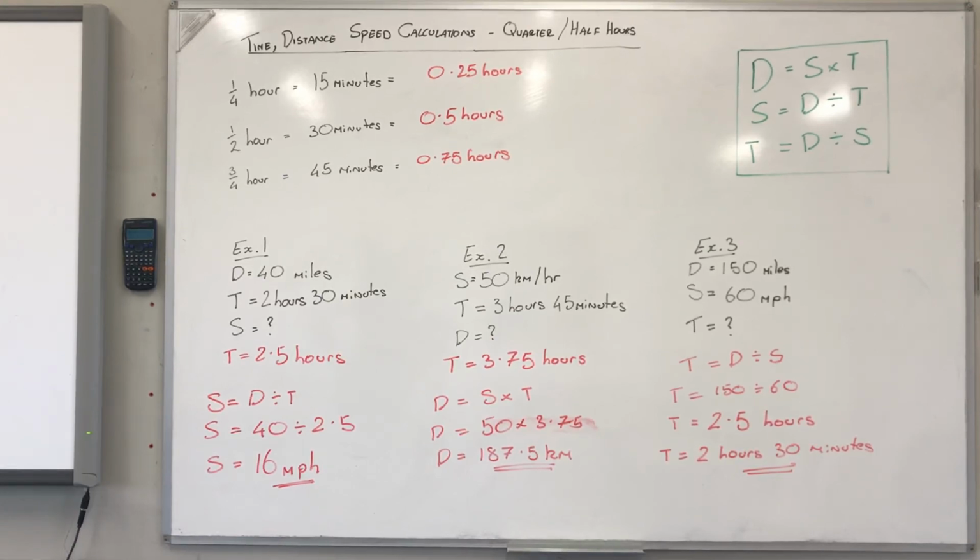It's not really how we would want to leave the answer, but we know that 0.5 of an hour is just 30 minutes. So then I can rewrite the 2.5 hours as 2 hours and 30 minutes. So that is how we can calculate time, distance, and speed using quarter and half hours. Okay?